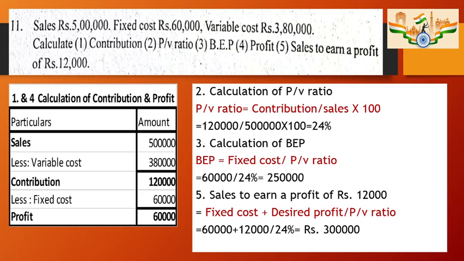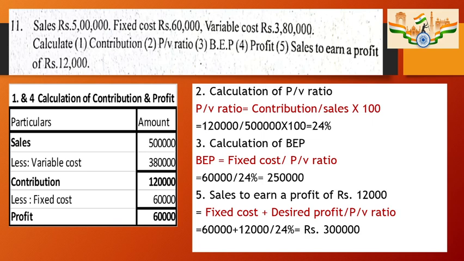PV ratio equals contribution divided by sales into 100. How much is the contribution? 1,20,000. How much are the sales? 5 lakh, into 100. 1,20,000 divided by 5 lakh into 100 is 24%, the PV ratio. Then calculation of BEP, break-even point. Break-even point equals fixed cost divided by PV ratio. 60,000 divided by 24%, that is 2,50,000 is the BEP value.